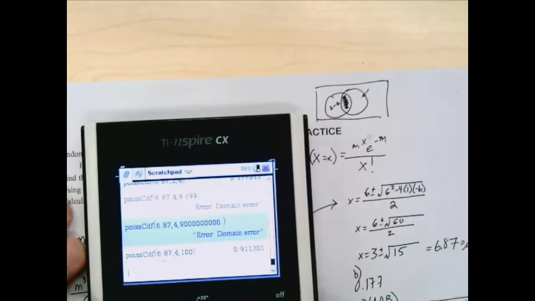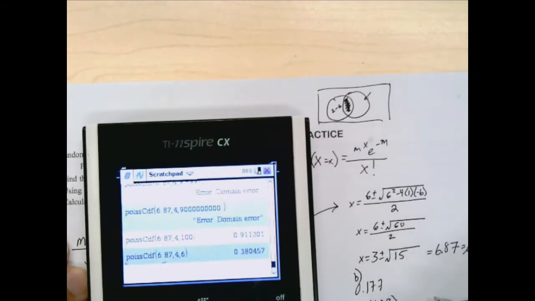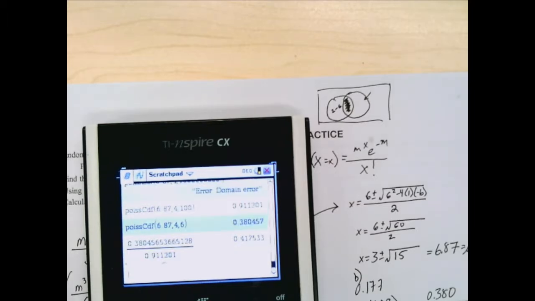So again, I'm going to come back to my calculator, and I'm going to do Poisson Cdf, but I'm only going to get the ones between 4 and 6, which is going to be 0.380. And so now I'm going to take those two numbers. I'm going to take the answer, and I'm going to divide by 0.911201, and I push enter, and I get the answer of 0.418. And that is the final answer to this question. All right, hopefully that is good to go. Let us move on to the last question.